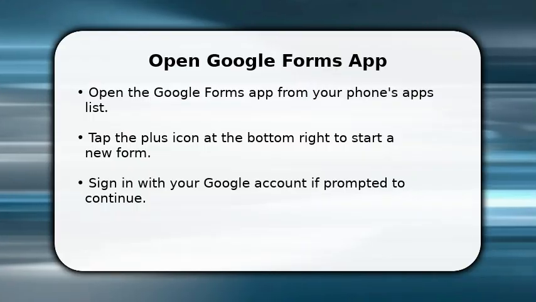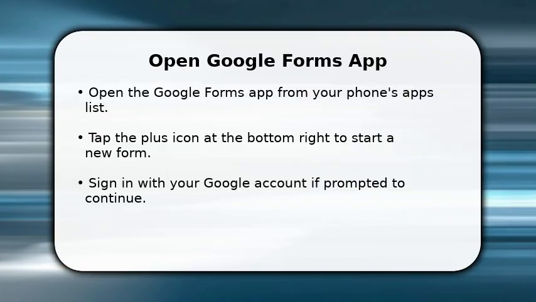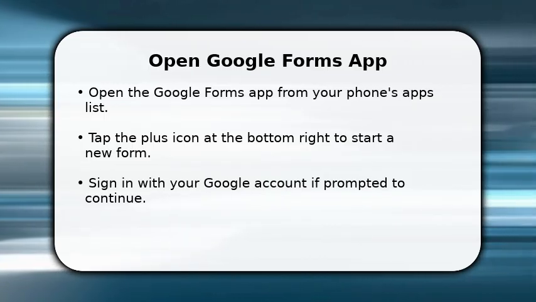Open the Google Forms app from your phone's apps list. If you do not see it, open the Chrome browser and navigate to forms.google.com. Sign in with your Google account if prompted to continue. Tap the plus icon at the bottom right to start a new form.